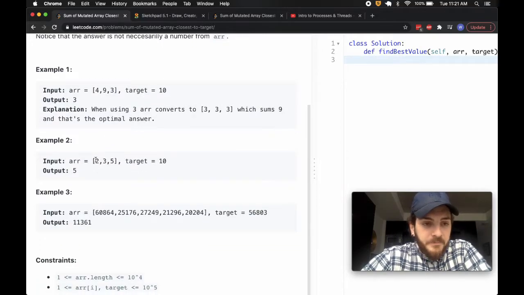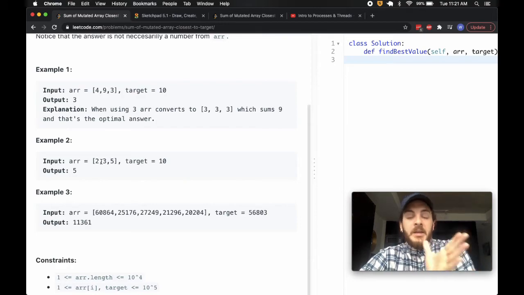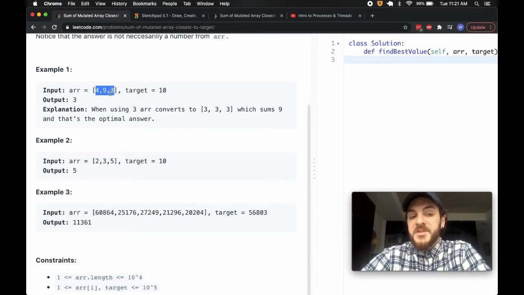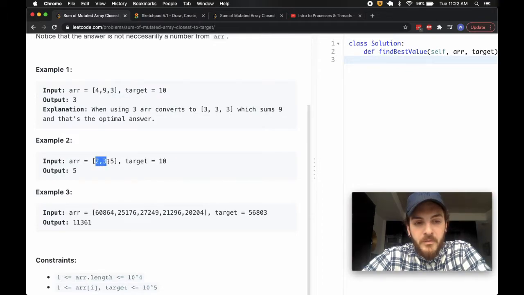In the second example, we've got 2, 3, and 5, so this one's in increasing order. As you notice, the previous one was not. We said that the output is 5 here, and the reason the output would be 5 is to think about the following. Let's put it this way. If we're outputting 5 and we notice that 5 is already the largest number in this array, none of these numbers will actually be changed.